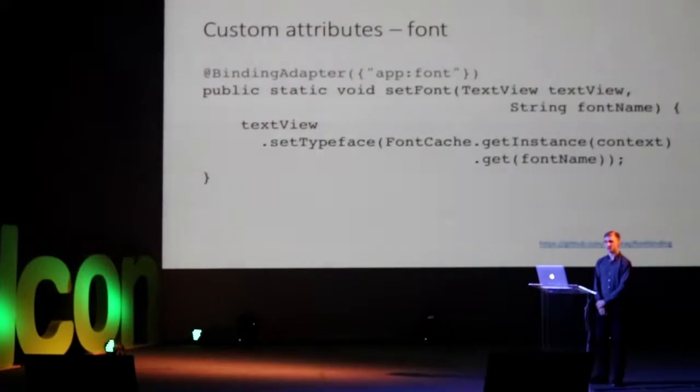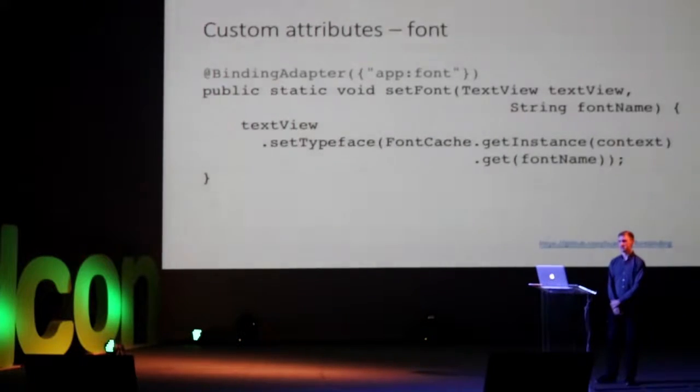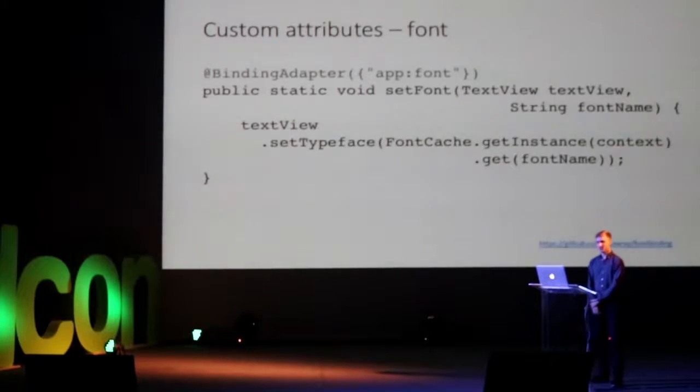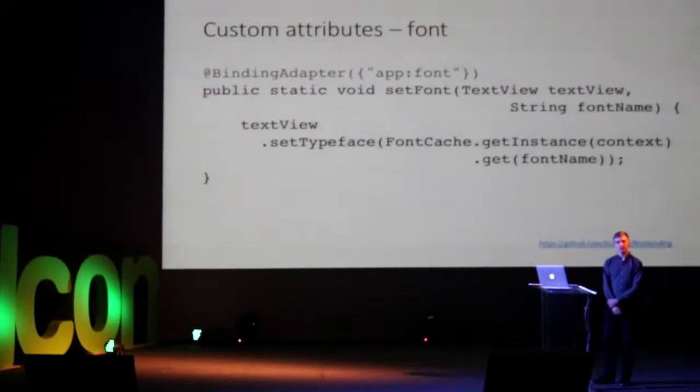Another good example of a custom attribute is changing the font on a text view. This is something that Lisa Ray came up with shortly after data binding was released, and it's really cool. Typically on Android, changing the font is kind of annoying. You need to either subclass your views and set it in your custom class, or use a library like Calligraphy, which adds overhead to your app. With data binding, this becomes a bit easier.